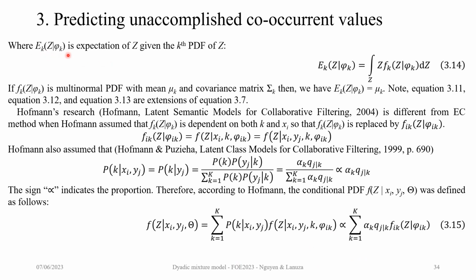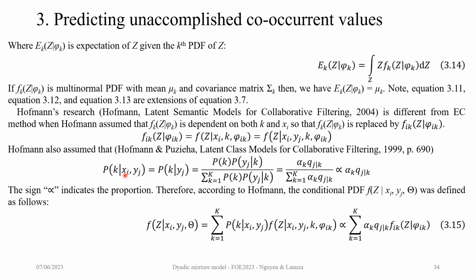Where Ek(Z | Θk) is the expectation of Z given Fk, the PDF of Z, specified by equation 3.14 here. If Fk is a multi-normal PDF, which has mean μk and covariance matrix Σk, then we have Ek(Z | Θk) equal to μk. Equations 3.11, 3.12, 3.13 are extensions of equation 3.7. Hofmann's result is different from the EC method because Hofmann is similar but here it seems that Fk(Z | Θk) is dependent on both K and Si, so that Fk(Z | Θk) is replaced by Fik(Z | Θik).